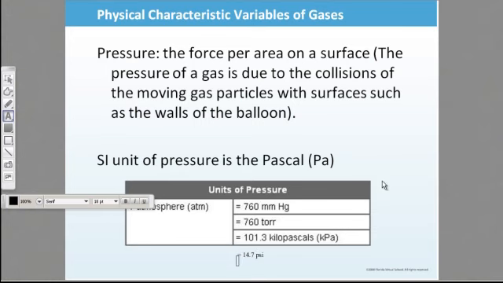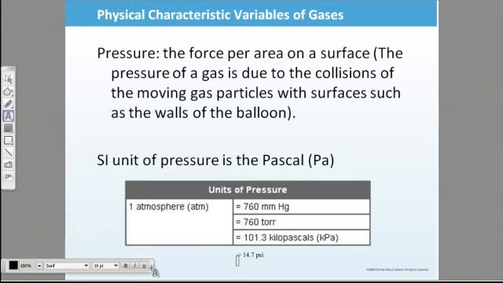Okay, so all of those are equal to each other. And again, this is the amount of pressure that we have at sea level. And this is also what we call standard pressure. All of these values here are what we call standard pressure.